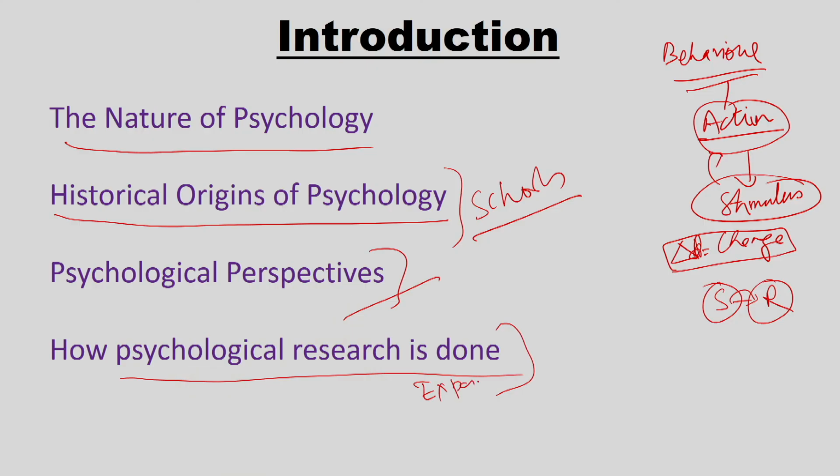And later in the lecture, we looked at how psychological research is done. We looked at 4 or 5 different methods. We started by looking at what experimentation is, and how it is done using an independent variable and a dependent variable, and using control and experimental groups. Then we looked at doing research using the correlational method.